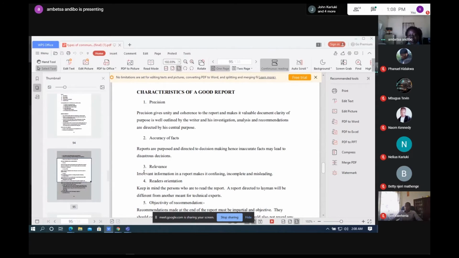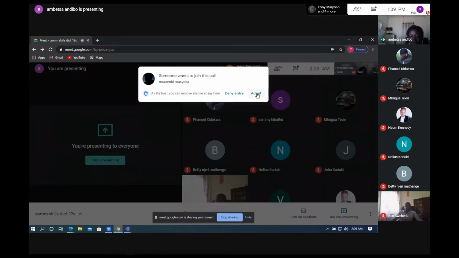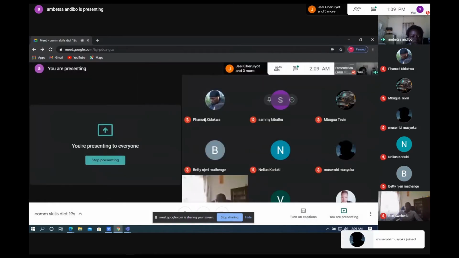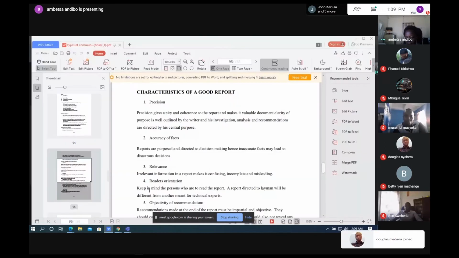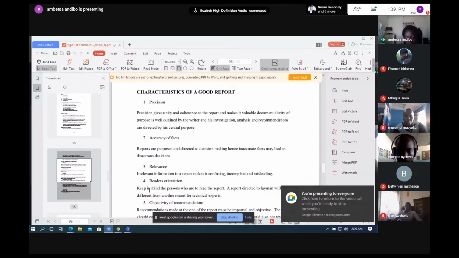Then the second characteristic is relevance. So only include information that is required. When you add information that is not required, then some people might even be tempted to stop reading the report. So only include information that is required.